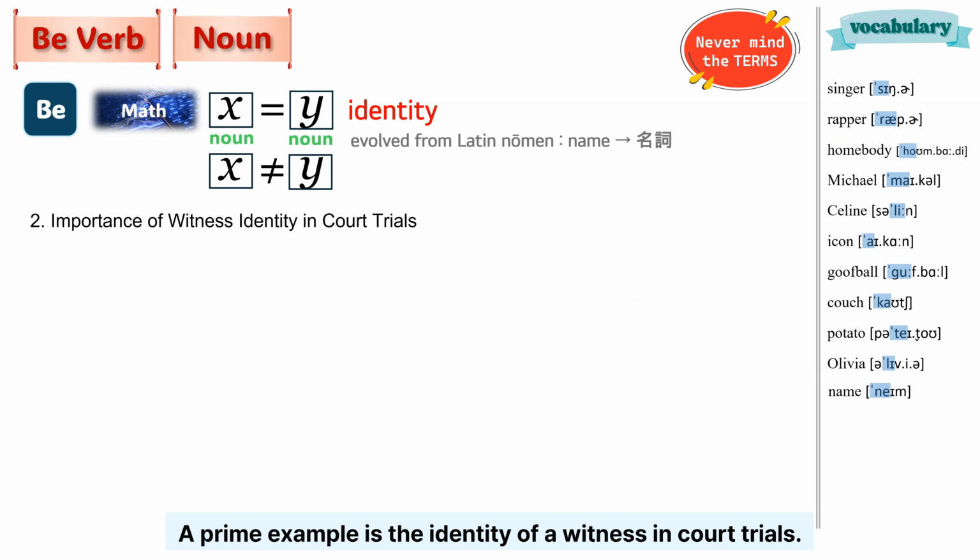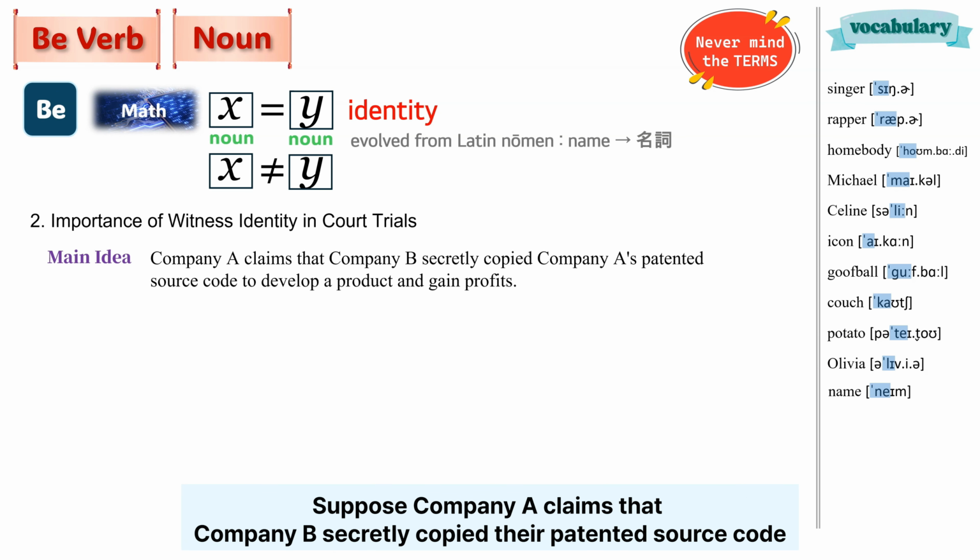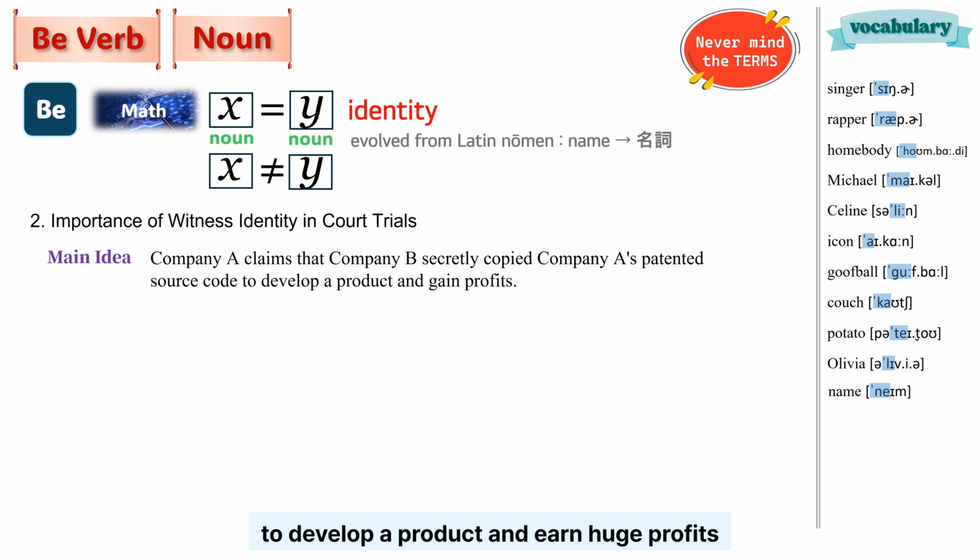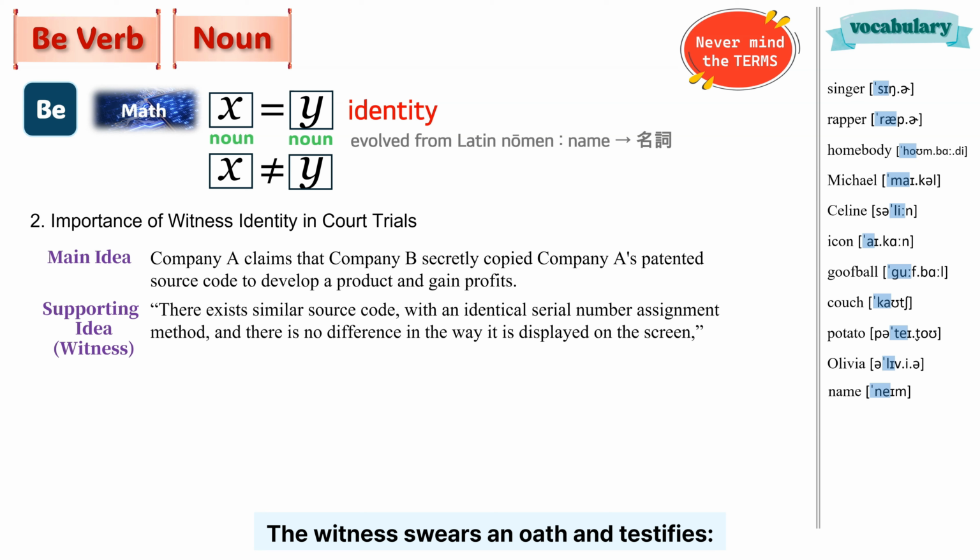A prime example is the identity of a witness in court trials. Suppose Company A claims that Company B secretly copied their patented source code to develop a product and earn huge profits, and Company A's lawyer calls a witness. The witness swears an oath and testifies, technically the source codes are similar, the method of assigning serial numbers is identical, and even the way it is implemented on the screen is the same.